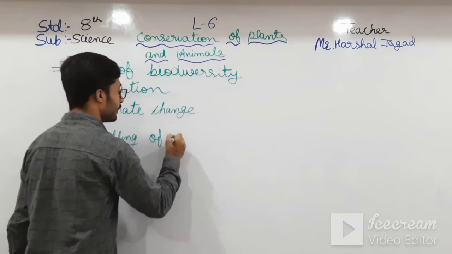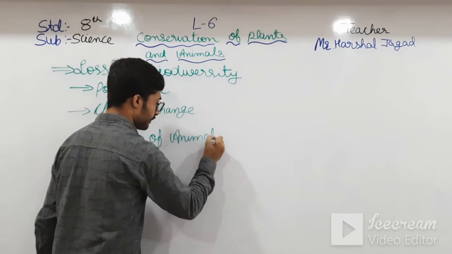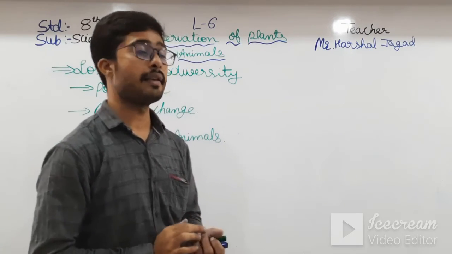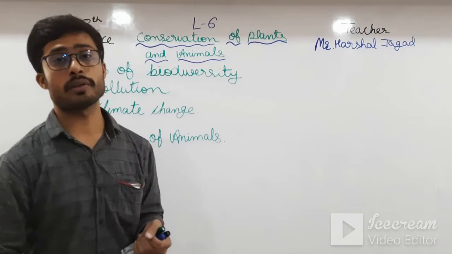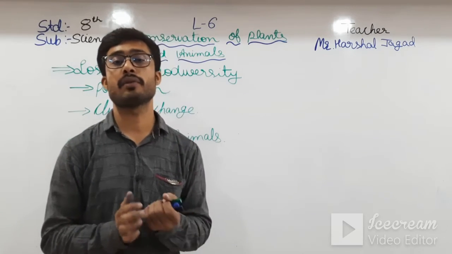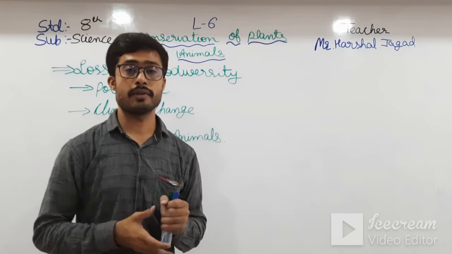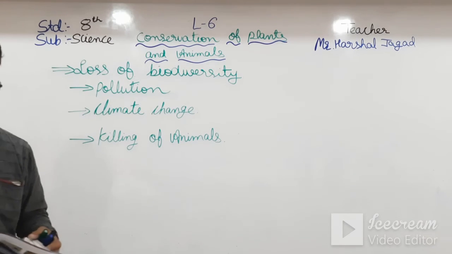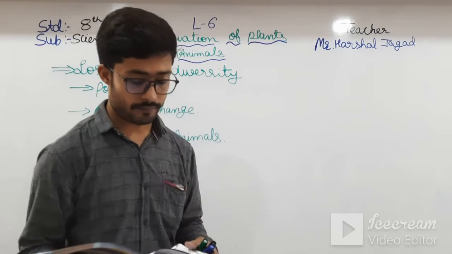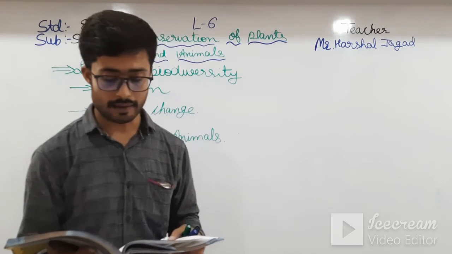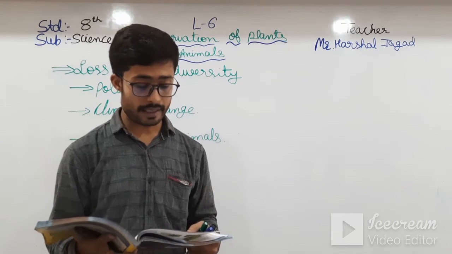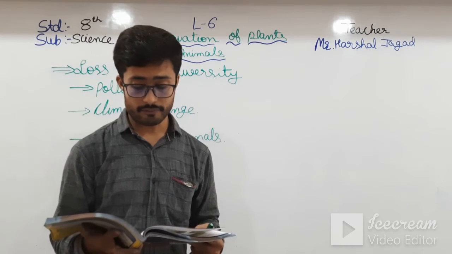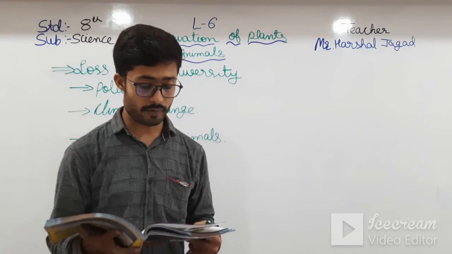Killing of animals. Some humans just kill animals to show their bravery. It should be stopped. Okay, students, let us read that. People kill many species of animals for meat and other parts. The biggest problem faced by the forest reserve is the illegal hunting of animals. Illegal hunting of animals is called poaching. Poaching is a big threat to wildlife. Many animals in the forest reserve are being illegally hunted for various reasons.